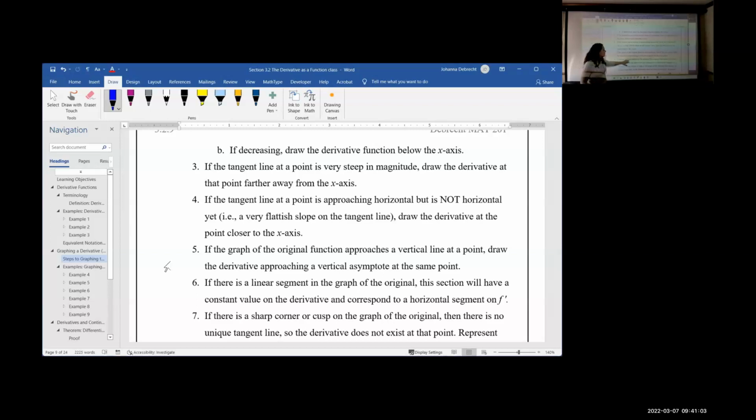If there's a linear line segment in the graph of the original, and by linear, I mean like a line, right? A part of a line, a straight line.